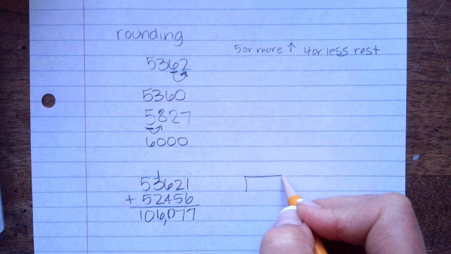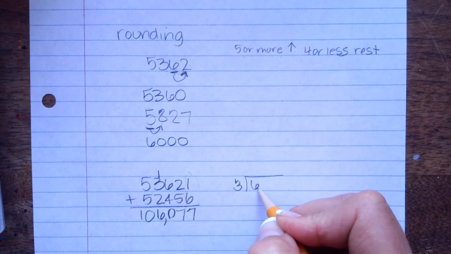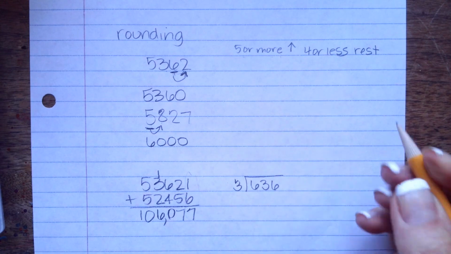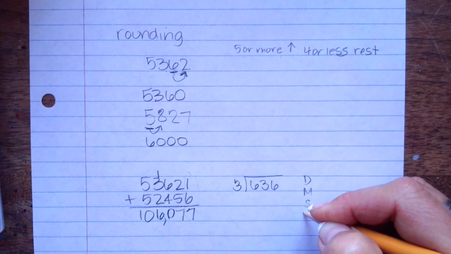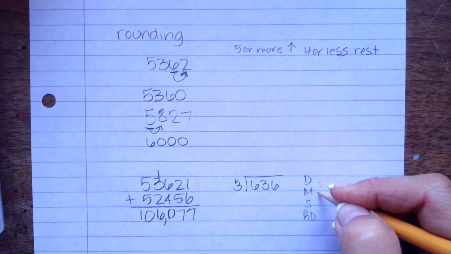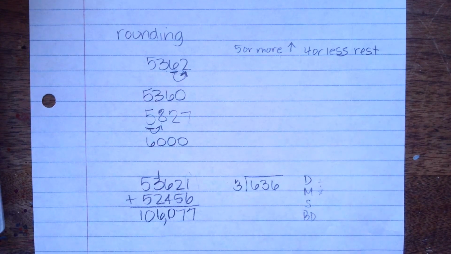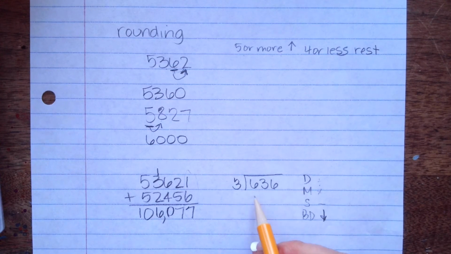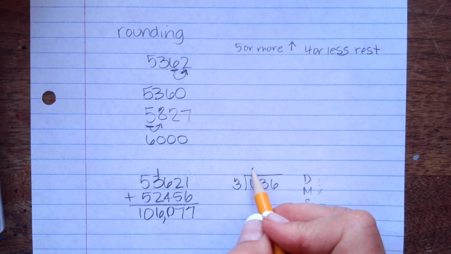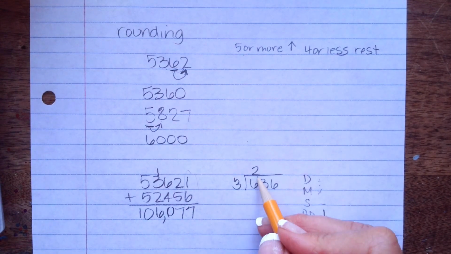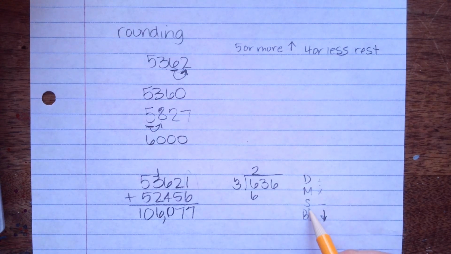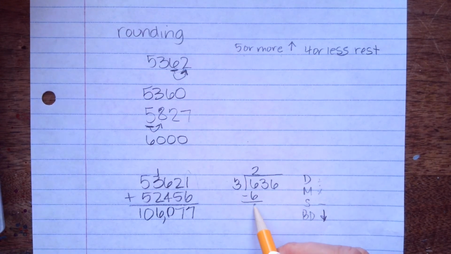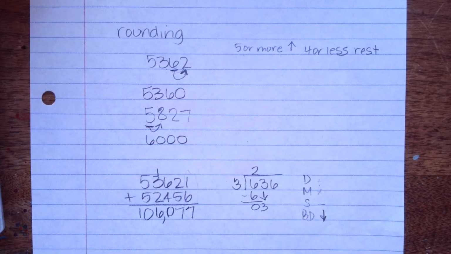For division, we're going to do daddy, mommy, sister, brother, dog. First we divide, then we multiply, then we subtract, then we bring down. So this is 3 goes into 6 2 times. Now we multiply. 3 times 2 is 6. Now we subtract. 6 minus 6 is 0. Then we bring down. So we bring down this 3.